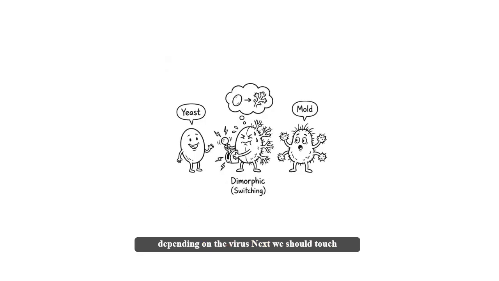Next, we should touch on fungi. Fungi are eukaryotes. That means they have a nucleus, they have organelles, and they exist in two main common ways. You have yeast, which are single-celled fungi. Often these cause thrush-type presentations. And then you have molds, which are filamentous, and these can be invasive in vulnerable patients. But you also have dimorphic fungi, which can switch from one form to the other.